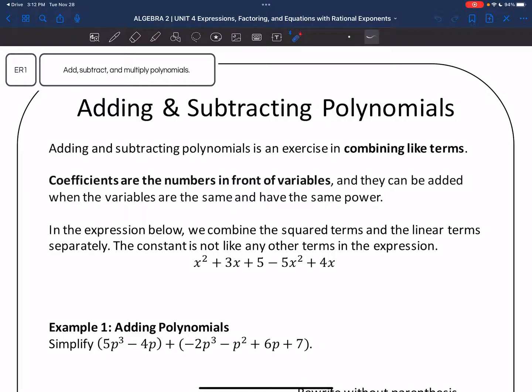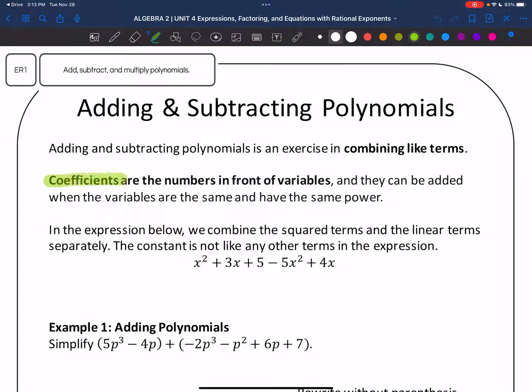Now, adding and subtracting polynomials is really just an exercise in combining like terms. Really important, if we're going to be combining like terms, there are some terminology things that I want to review with you all. Coefficients, that's the first part that I want to review. Coefficients are the numbers in front of your variables, and they can be added when the variables are the same and have the same power.